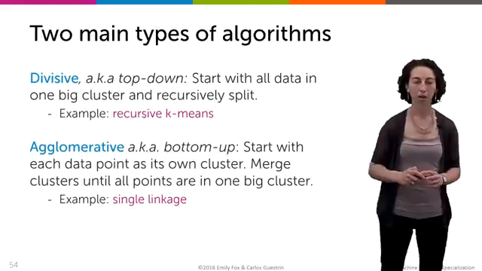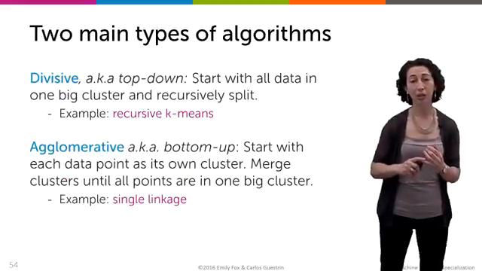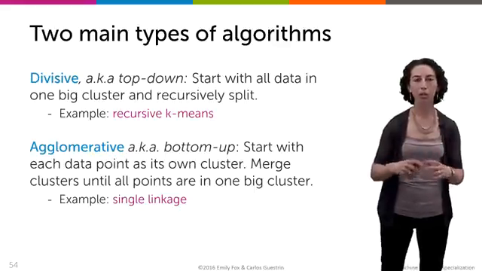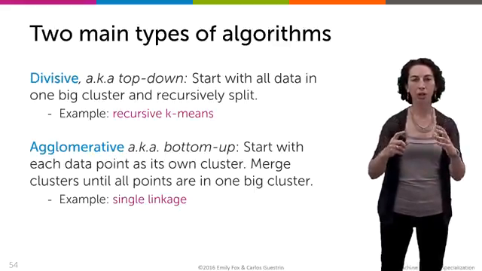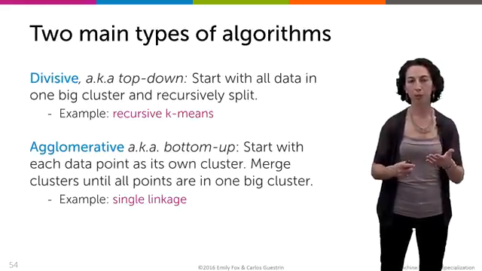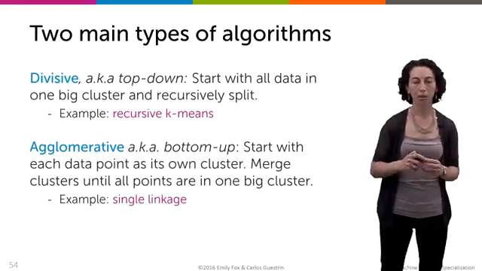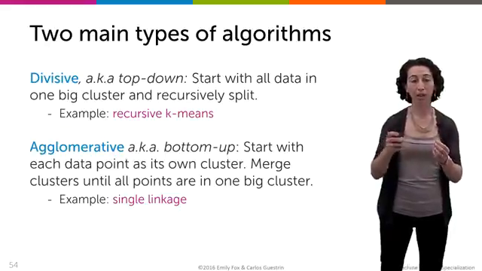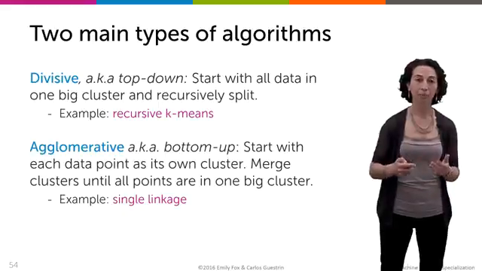Well, there are two main classes of hierarchical clustering algorithms. One is called divisive, or top-down, where we start with all the data in one cluster, and then we recursively split this cluster. And one example of a divisive algorithm would be to recursively apply k-means. The other approach is called agglomerative clustering, or bottom-up, where we start with every data point in its own cluster, and then we recursively merge clusters. And an example of this is called single linkage, which we're going to describe.